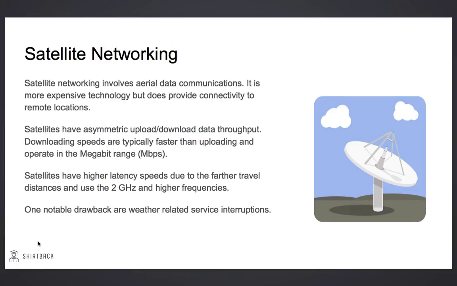Satellites have higher latency speeds due to the farther distances that signals must travel. Satellites will typically use the 2.4 gigahertz and higher frequencies. One significant drawback to satellite networking, however, are the frequent weather-related service interruptions in times of snow and rain.